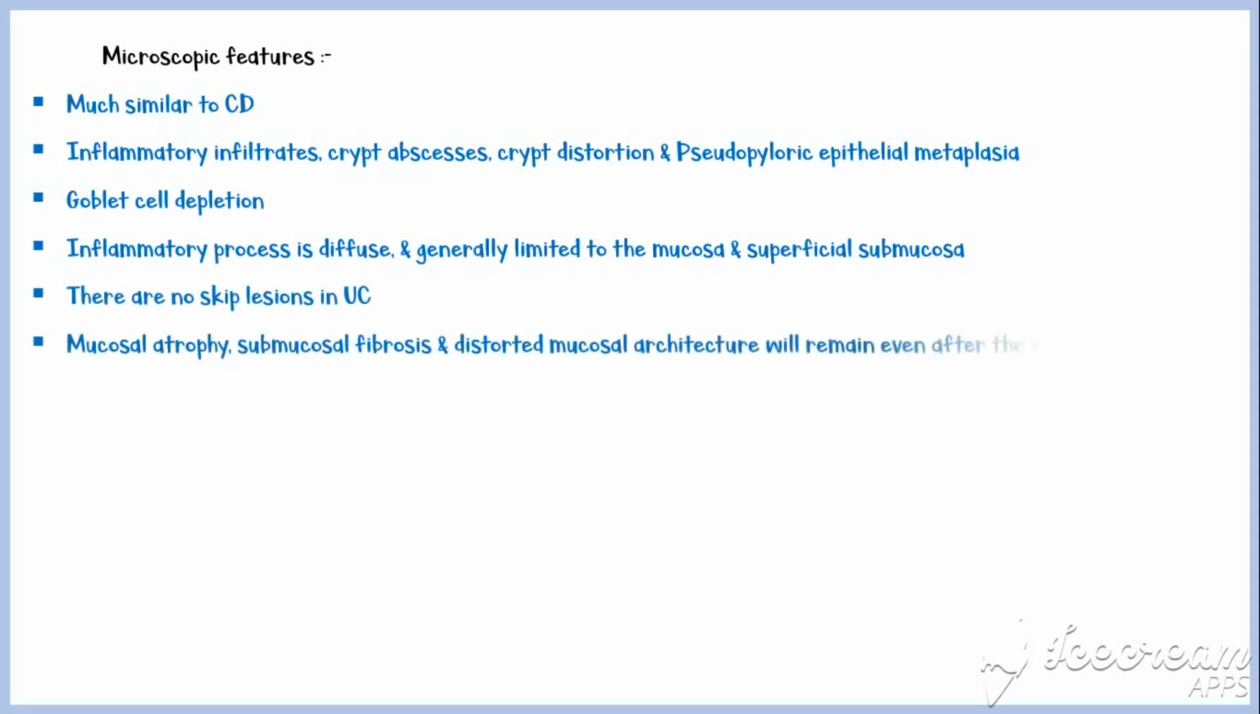Mucosal atrophy, submucosal fibrosis, and distorted mucosal architecture will remain even after the healing of lesions. And granulomas are not present in ulcerative colitis. Now let's discuss the clinical features, diagnosis, and treatment of Crohn's disease and ulcerative colitis separately. Let's take Crohn's disease first.